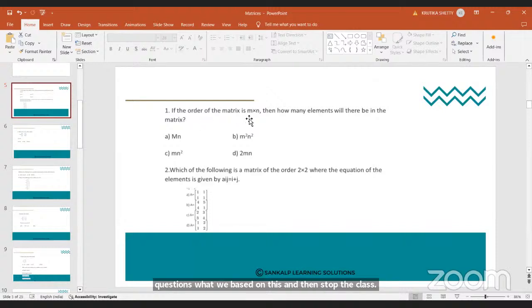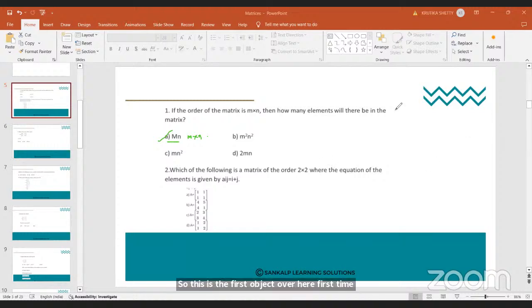See the first objective over here. If the order of the matrix is m cross n, how many elements will be in the matrix? Today we discussed it. If m cross n is the order, the number of elements in the matrix will be equal to the product of that, that is m into n. So this is the first MCQ, m cross n.